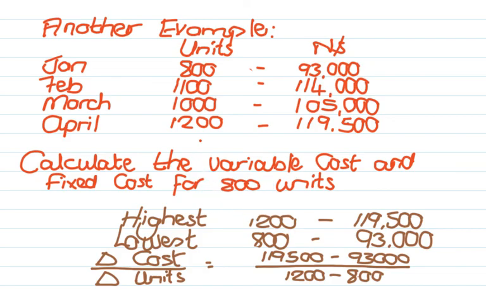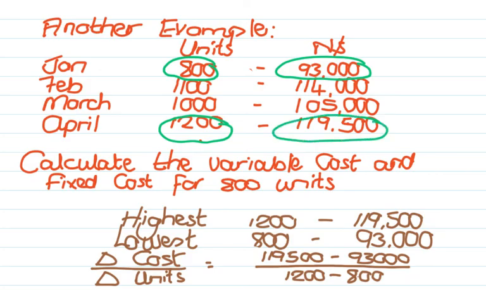First of all, we must determine or identify the lowest and the highest. Now the lowest will be that 800 and the highest will be 1,200. The lowest, my cost is 93,500, and the highest, my cost is 119,500. These are the two observations that I need when I do the high-low method.